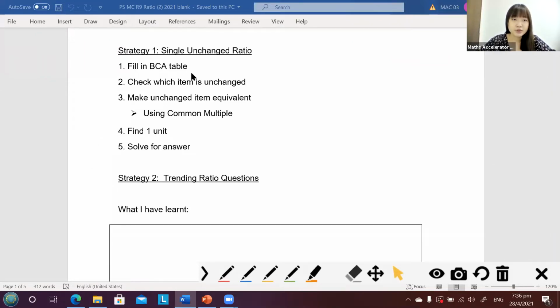So the steps to solving this type of question would be first to fill in the BCA table. For those of you who were in my class, I'm sure you know what a BCA table is. Those of you who are not sure what it is, it means before, change, after. Later on I will elaborate a little bit more. After you fill in the table, you want to check which item is unchanged. Make the unchanged item equivalent using your common multiple. Find one unit and solve for the answer. So step by step.